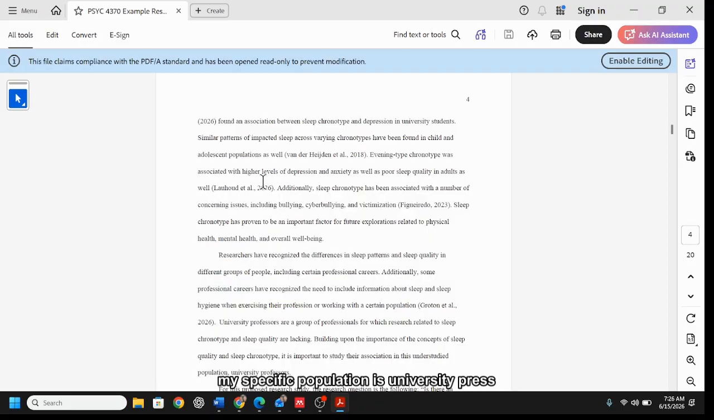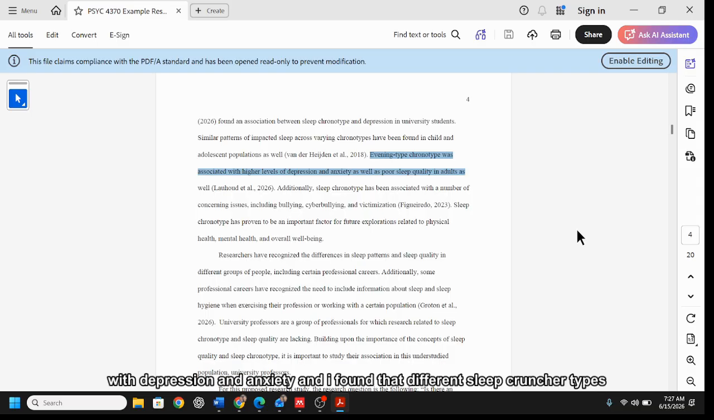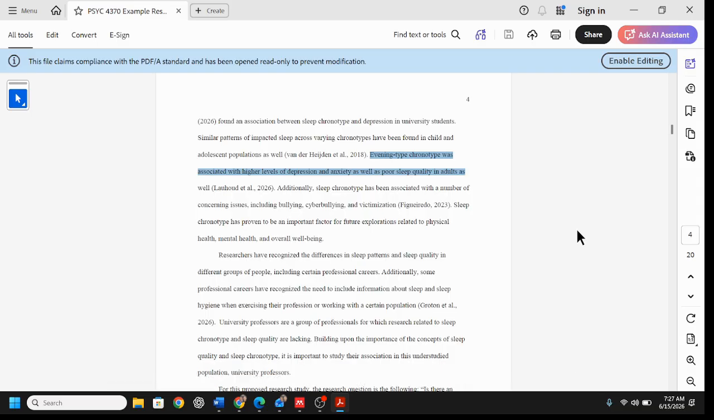My specific population is university professors. So I'm going out on a limb right here and even telling people that they've done a study before. Lahoud et al. in 2026 did a study on sleep chronotype. They associated it with depression and anxiety, and they found that different sleep chronotypes reported different sleep quality. This was just then a sample of adults. I want to specifically narrow that down this time because I'm studying college professors.